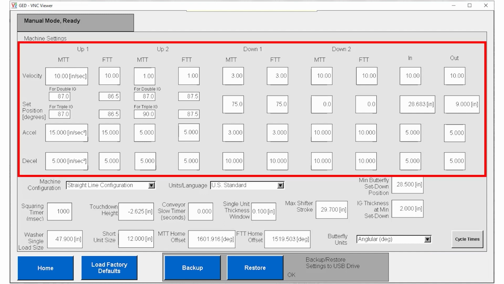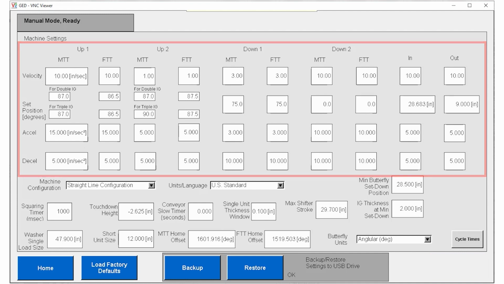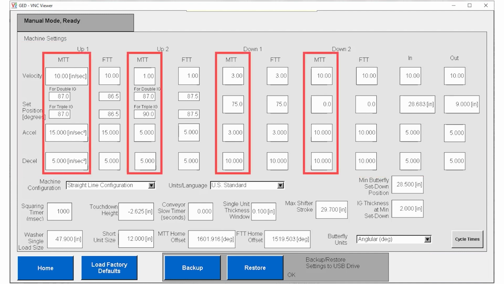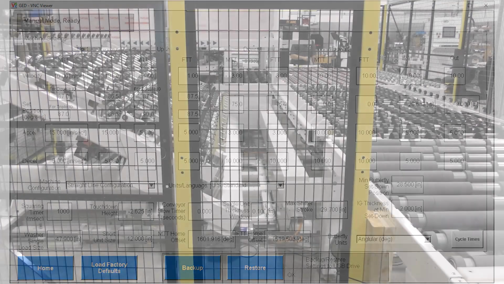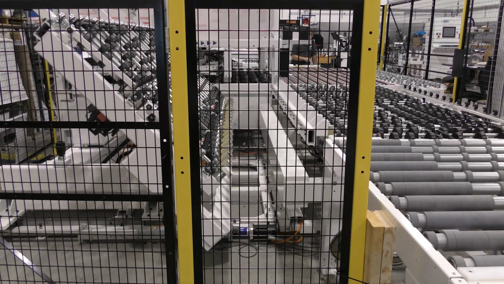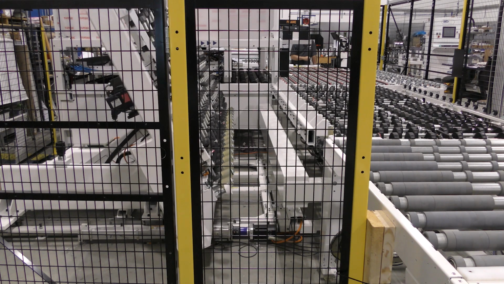All the parameters in this area at the top of the page determine the speed and position of the butterfly table during the assembly process. There are 4 columns of parameters that are under the heading MTT. MTT stands for Moving Tilt Table. The moving tilt table is the half of the butterfly that's on the non-operator side of the machine.